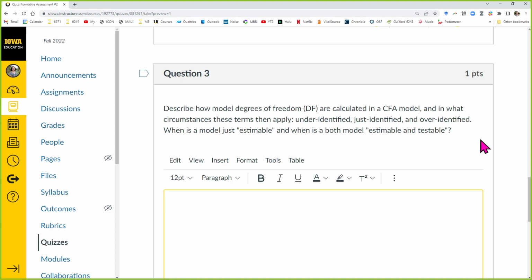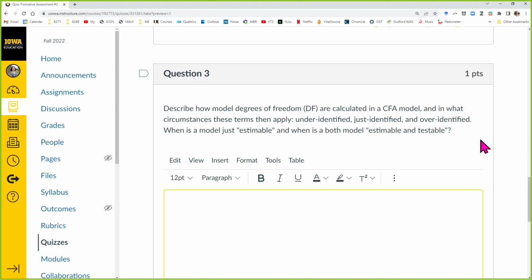And so then the labels. Under-identified refers to what kind of degrees of freedom, numerically? Not enough, otherwise known as negative. When you're trying to estimate more parameters than you have pieces of information going in. How many degrees of freedom make the model just identified? 0. And then over-identified? More than 0. Positive, yeah.